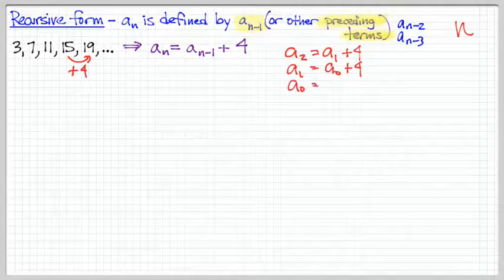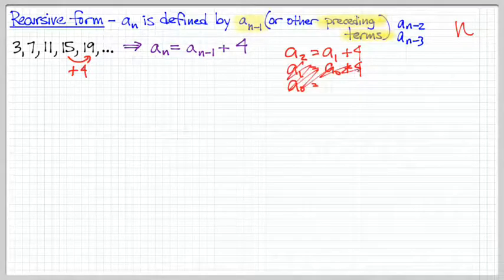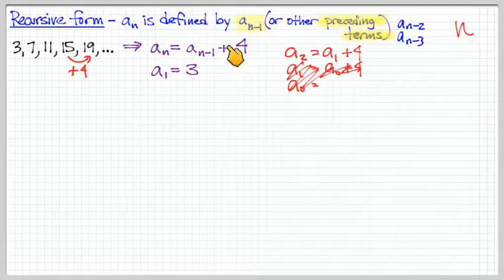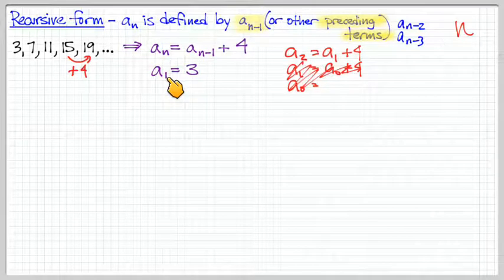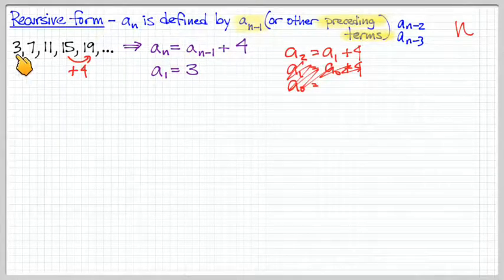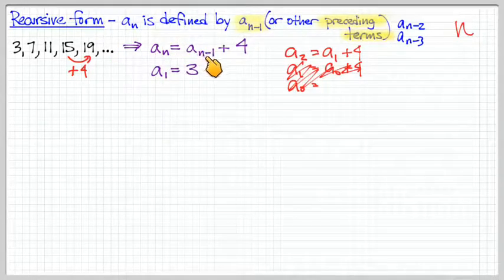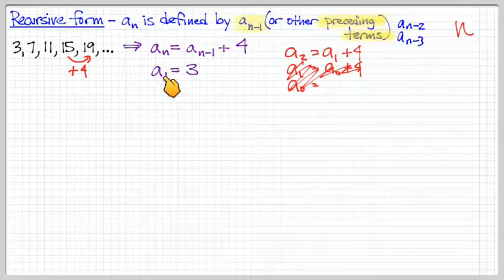At some point we need to have an initial value. So that's why, in addition to this rule up here, we also have to give a starting value. The starting value is 3 right here, and then every other term is defined by its previous term. So once we're given the initial value and we're given this rule here, we could say, okay, after every term we add 4.